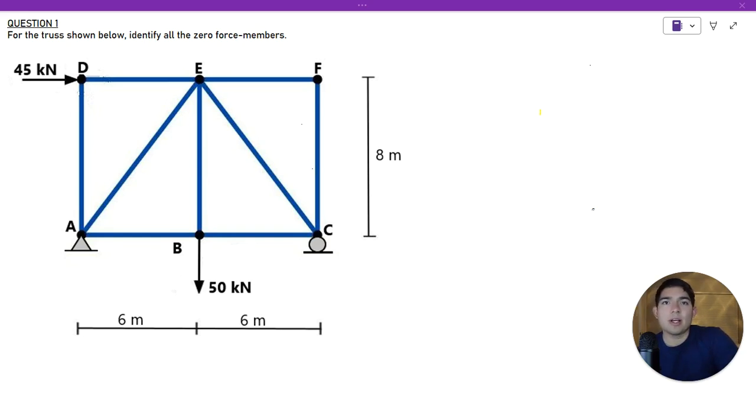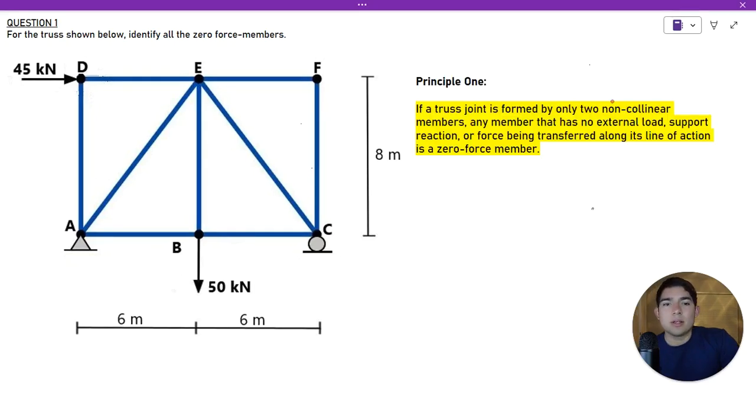So when we are identifying zero force members on a truss, our analysis is going to be based off of two principles. In this lecture, we're going to be doing 4 problems. The first 2 are going to be helping us understand principle 1, and then the last 2 are going to help us understand principle 2. So that being said, let's go ahead and take a look at principle 1 so that we can solve our first question.